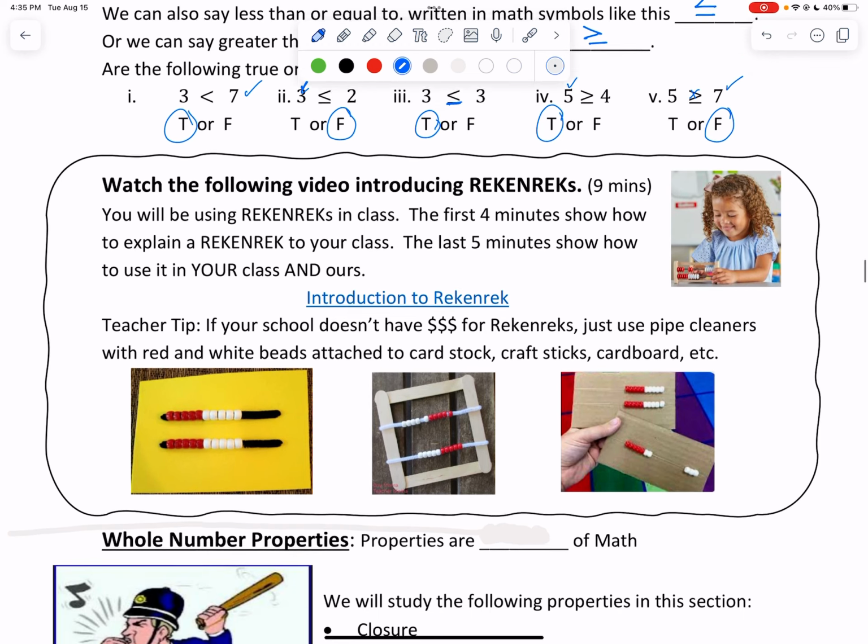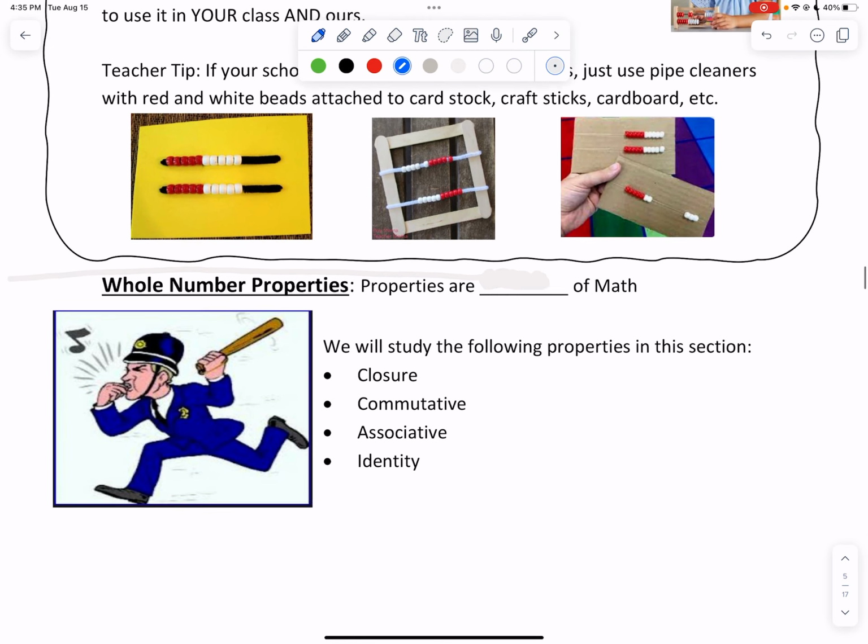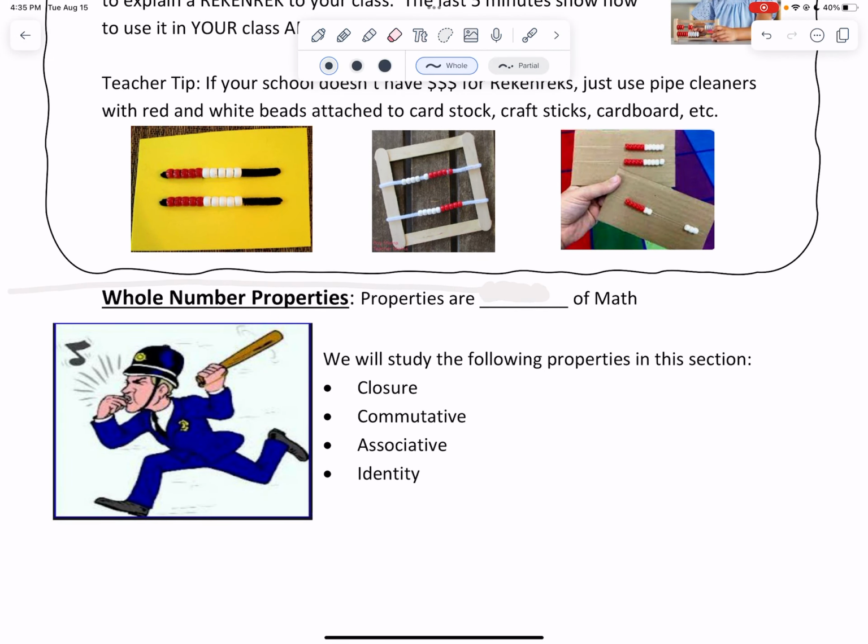Okay? So now let's talk about some properties. The properties of math. What properties are just laws? The laws of math. You don't want to break these laws. That's why I have my little policeman. I'll go after you if you break these math laws. You've already heard of several of these. You've probably heard of the commutative and associative at some point in your life, but you might have tried to forget about them. But we're also going to talk about closure and the identity property.